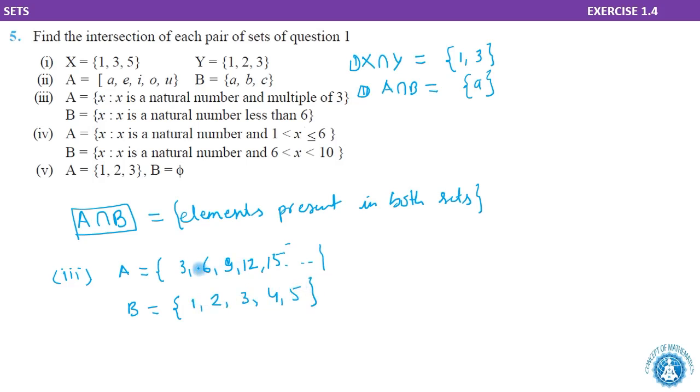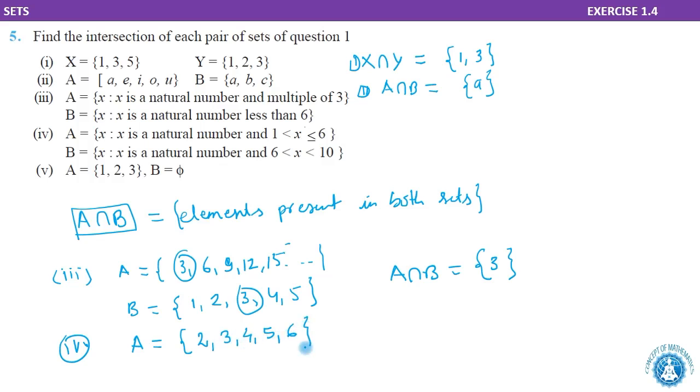Which elements are common to both? Let us mark it, 3. Only 3 is common, so the intersection of A and B will have one element, that is 3, right? And coming to the fourth one, x is a natural number, so we'll write down the elements. 1 is not included, so we will start from 2, 3, 4, 5 and 6.